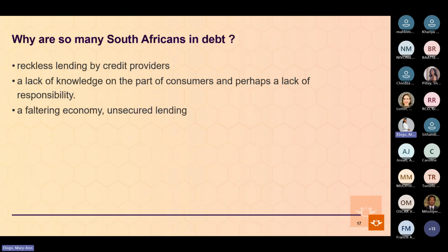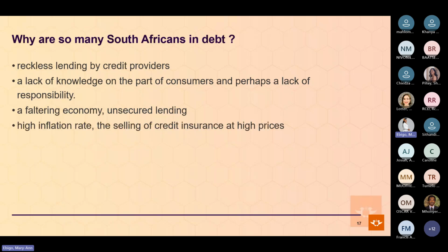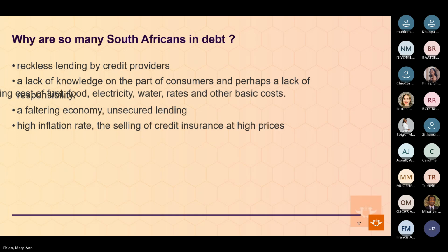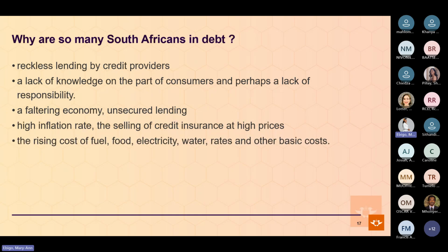A faltering economy and unsecured lending. Unsecured lending is lending given without collateral. The opposite of unsecured lending would be secured lending. An example of secured lending would be a mortgage bond or vehicle finance. The reason that is known as secured lending is because there's collateral. So if you do not pay, you default, they can take back the car or repossess the property. A high inflation rate and the selling of credit insurance at high prices are all things that put people in debt. And so are the rising costs of fuel, food, electricity, water, rates, and other basic costs.